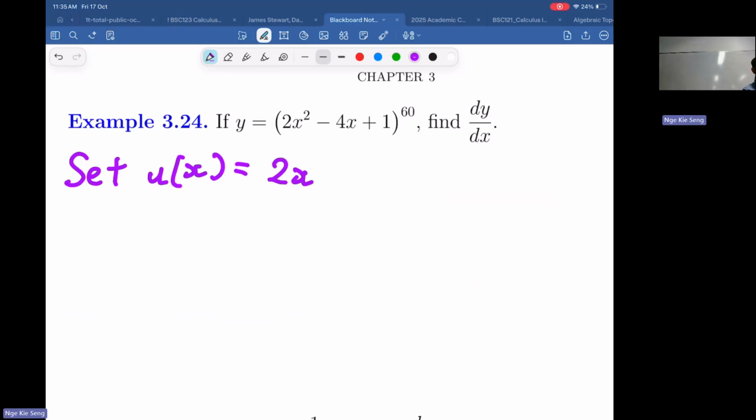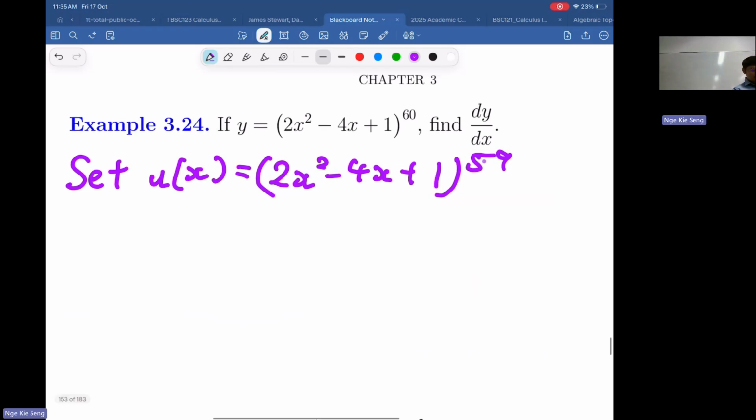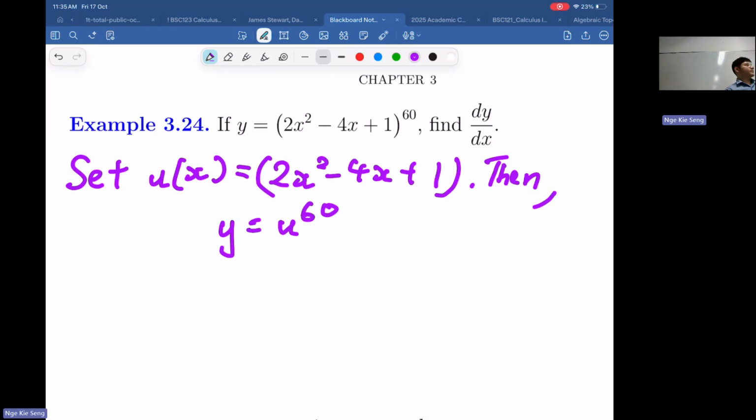Can I set u as (2x squared minus 4x plus 1) to the 59? Can or not? It's almost useless, right? Okay, so let's not do this. Let's just do u equals 2x squared minus 4x plus 1. Then I can rewrite my y as y equals u to the 60.